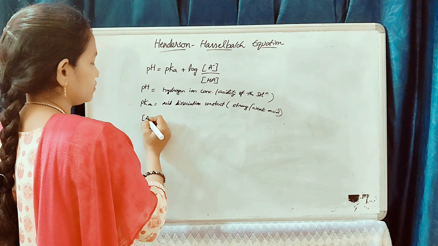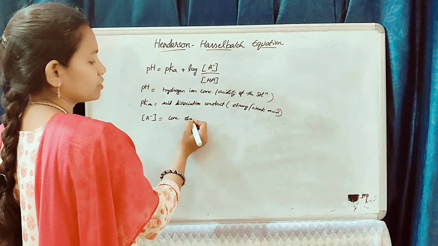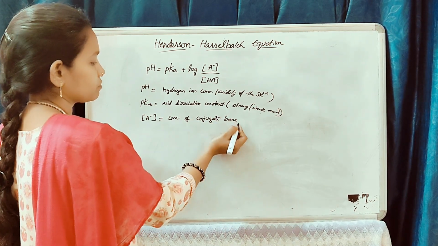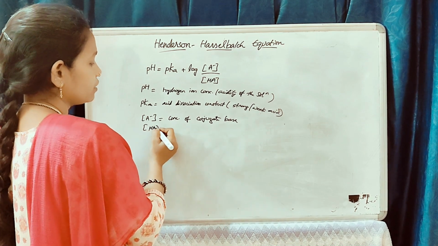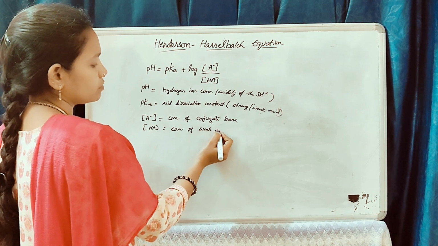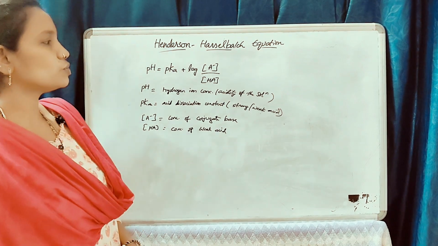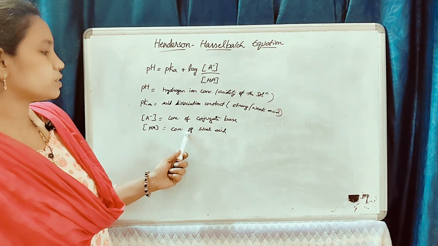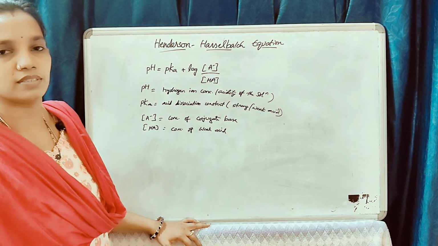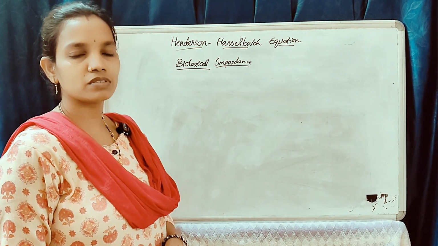And A minus is the concentration of conjugate base, and HA is the concentration of weak acid. This equation tells us the pH of the buffer solution by the ratio of conjugate base to weak acid, or the ratio of base to acid. Now let's see how this equation is useful in biological systems.